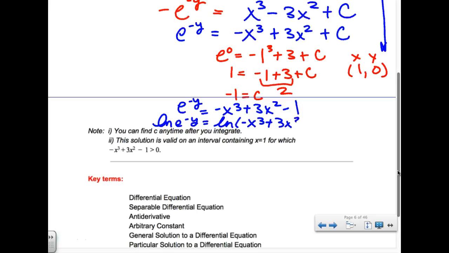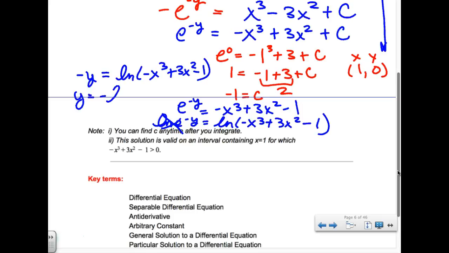All right, once I've ln'd both sides, what is ln e to the negative y? Negative y. Basically, it's negative y ln e, but it's negative y, right? It's going to equal ln of negative x cubed plus 3x squared minus 1. What's the only thing I need to do, and I have solved this? Negative both sides. Exactly, Brooke. So I'm going to have y is equal to negative ln of negative x cubed plus 3x squared minus 1.